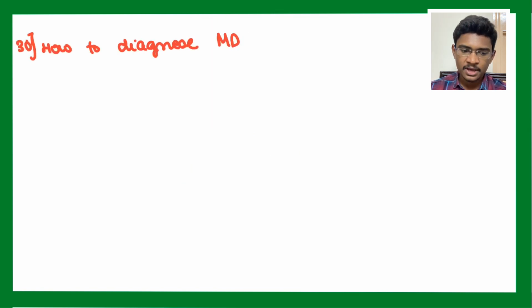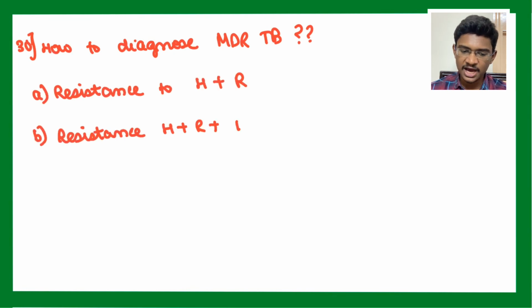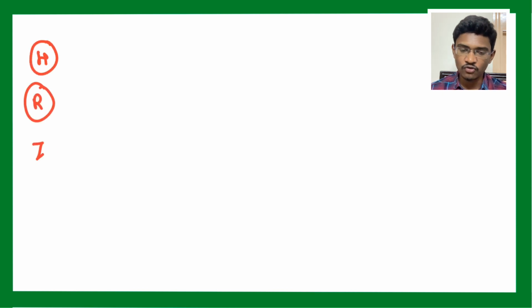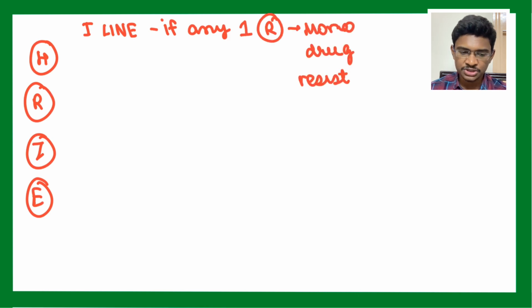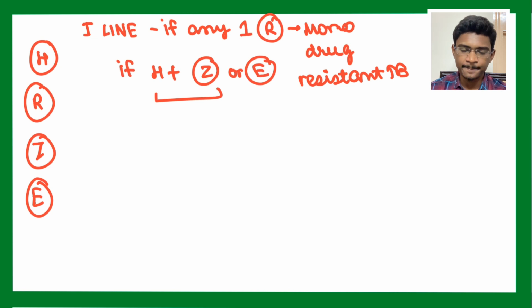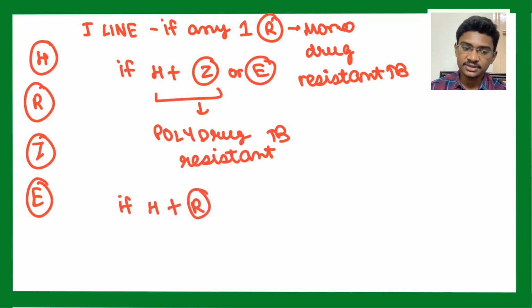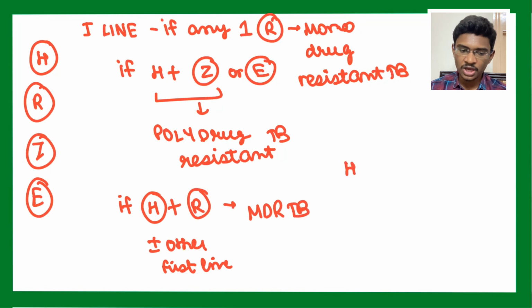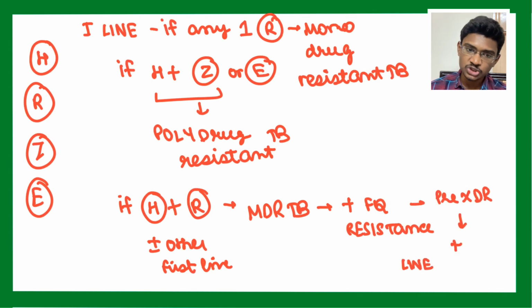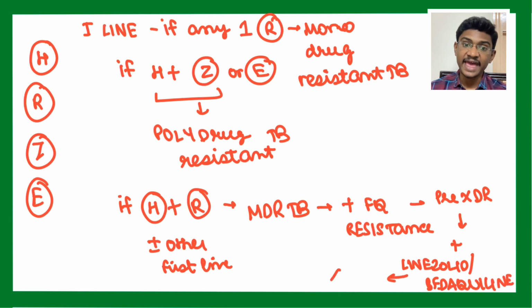How to diagnose MDR-TB? Resistance to isoniazid and rifampicin, resistance to H plus R plus kanamycin, resistance to H plus R plus levofloxacin. Let's see all the resistance patterns in tuberculosis. First line drugs are HRZE. If it is resistant to any one of the first line drugs, we call it mono drug resistant tuberculosis. If it is resistant to H plus Z or E without involving R, it is called polydrug resistant tuberculosis. If H plus R resistance is there, with or without any other first line drug resistance, we call it MDR-TB. If this combination is associated with fluoroquinolone resistance, we call it pre-XDR-TB. And if this combination along with bedaquiline or linezolid resistance is there, that is XDR-TB.